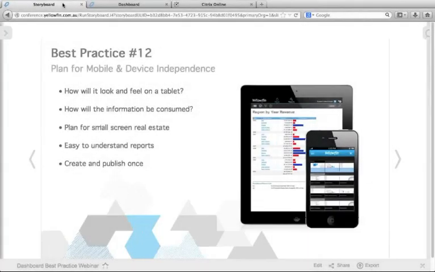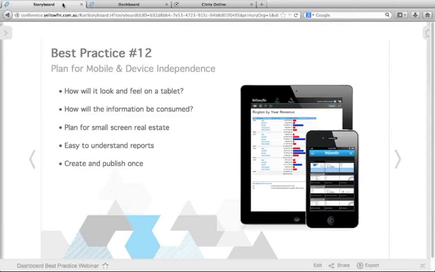And this takes us to our final point around mobile and device independence. With mobile, the important questions to ask are: how will it look and feel on the tablet? How will the end users then consume the data that is being presented? Once you've answered these questions, you'll need to check that the design is suitable for a smaller screen, first of all, and that the reports are easy to use on these devices. Once you've delivered the reports onto these devices, you have a really good feel of how they operate and areas that you can improve on.